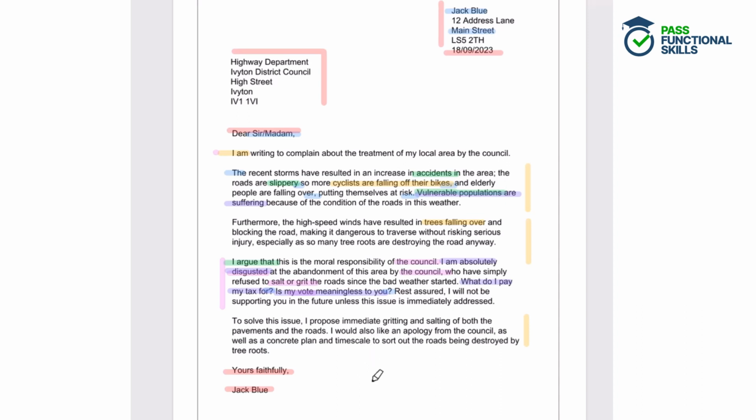We've also got direct address. So this has been used to directly make the councillor responsible and explain that there will be negative consequences if they don't act. So we've got, I will not be supporting you in the future. So kind of drawing the reader into the text and making them feel responsible for these issues.